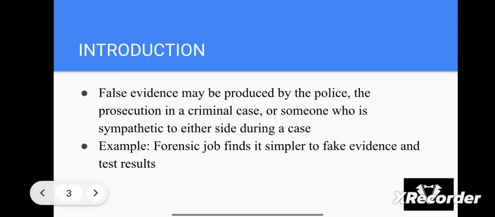False evidence may be produced by the police, the prosecution in a criminal case, or someone who is sympathetic to either side during a case. For example, forensic job finds it simpler to fake evidence and test results than to perform the real task in question. The analysis of forensic evidence may also be fabricated.